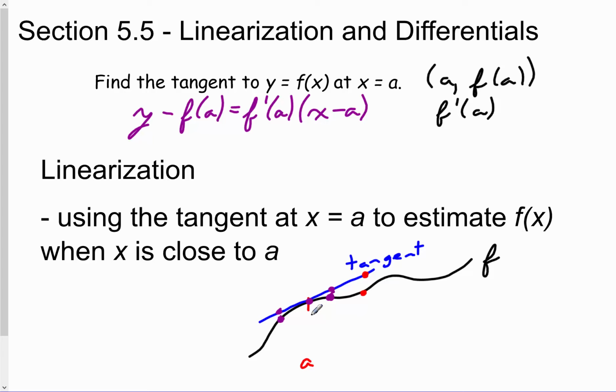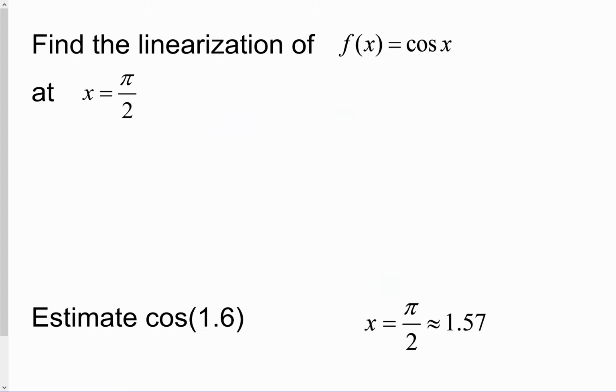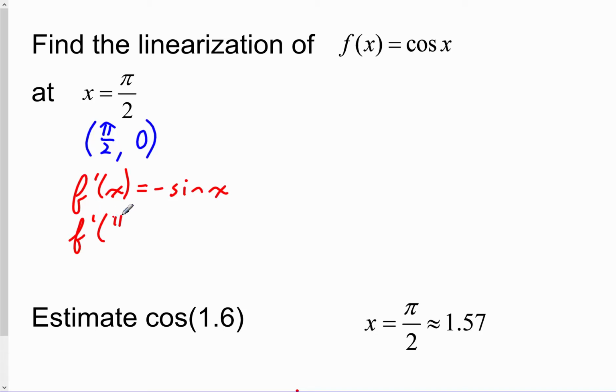But at the point of tangency, or close to it, as far as estimates go, it's a good estimate. So, for example, if I wanted to find the linearization for cosine of x at pi over 2, all that's really asking is what's the tangent. So I need a point, which would be at pi over 2. Cosine of pi over 2 is 0. Then to find the slope of the tangent, I need the derivative of f, which would be negative sine of x. And the derivative at pi over 2 would be negative 1. So the equation for my tangent would be y minus 0 equals negative 1 times quantity x minus pi over 2.